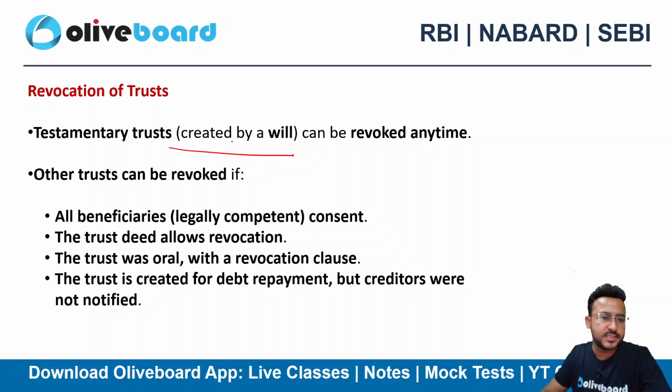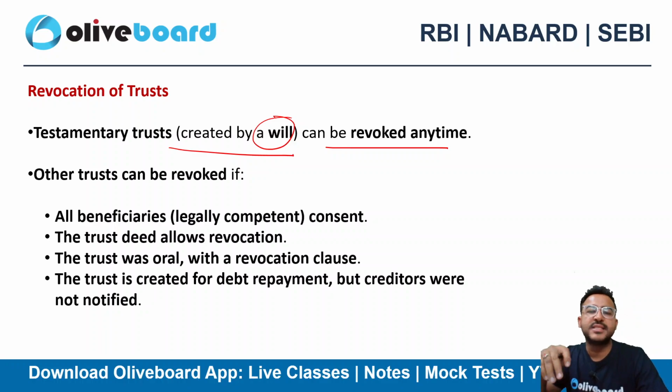Now if there is any testamentary trust that is created by the will, there are two types of instruments, non-testamentary and testamentary. Testamentary trusts are basically created by the will. They can be revoked anytime, right? Will is just an intention. It can be revoked anytime.